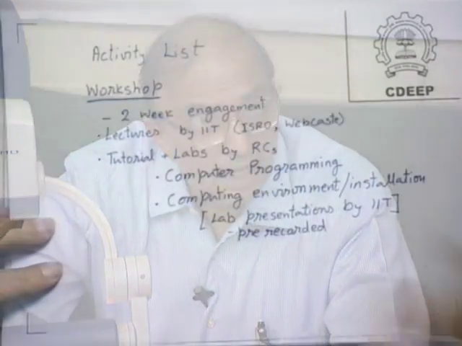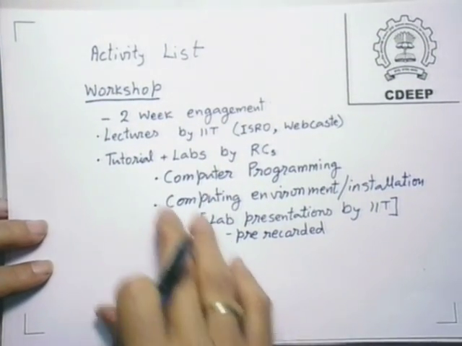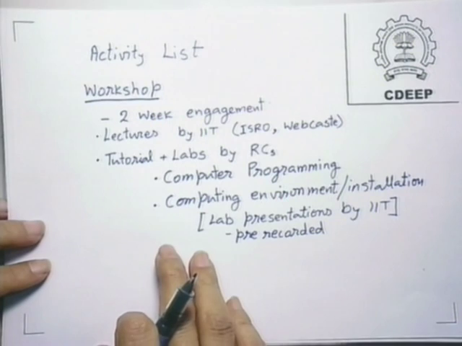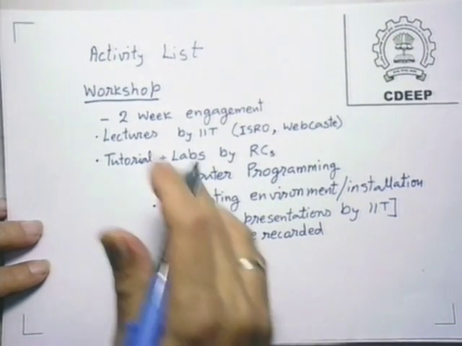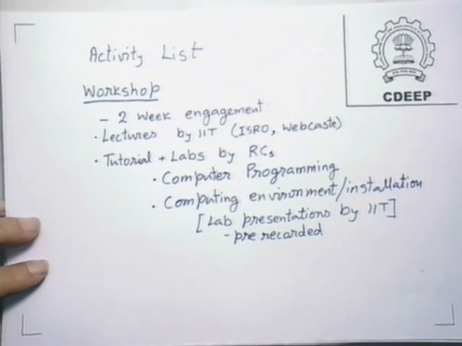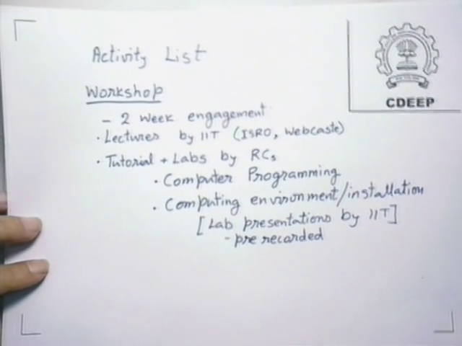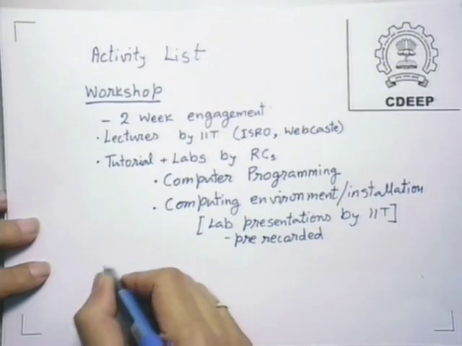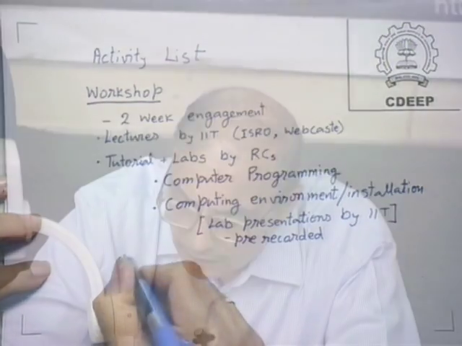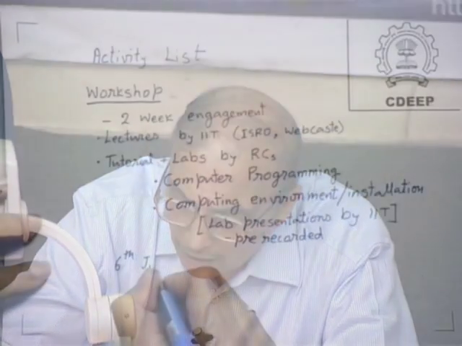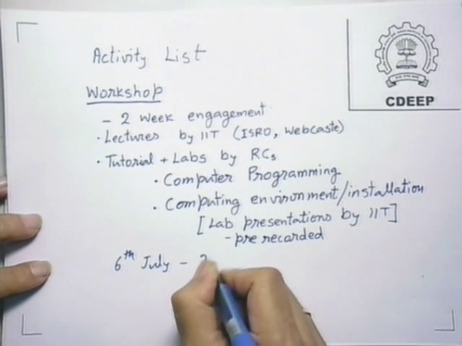That's an excellent idea. This is by and large clear. This is what will have to be done during the workshop. Okay. The workshop schedule itself, we will arrive at simultaneously, and that is the schedule which will be imposed on everybody. Okay. But we are agreeing to these crucial dates, 6th of July to 22nd of July.